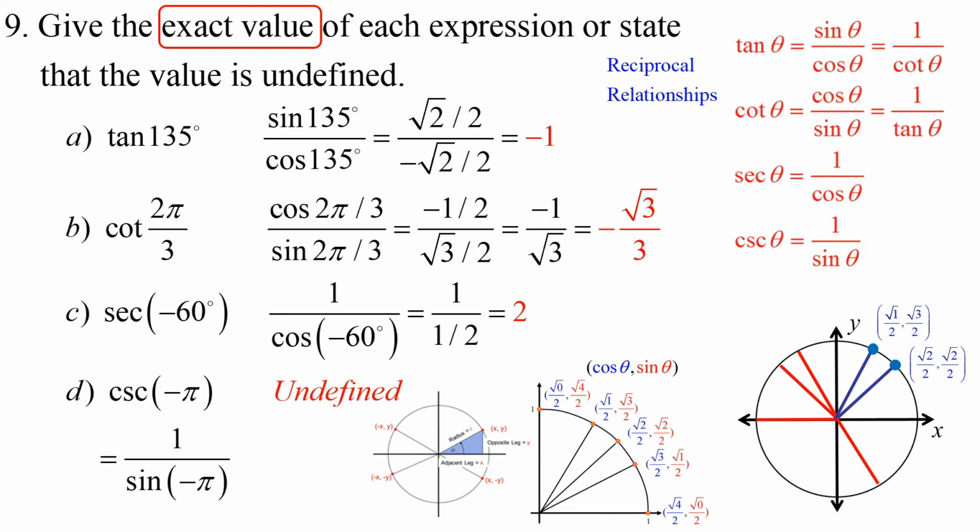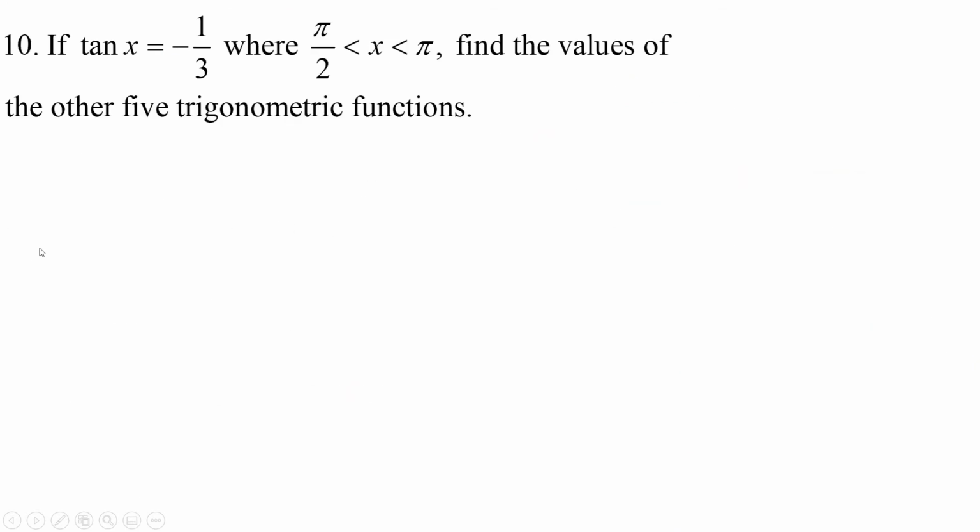Wow, a lot of stuff going on there. Okay, number 10. If tangent of x equals negative 1/3, where pi over 2 is less than x and x is less than pi, so they're using x for their angle here. And that's okay, but it might confuse a few people. Find the values of the other 5 trigonometric functions. Ooh, so here's the other 5 right there.